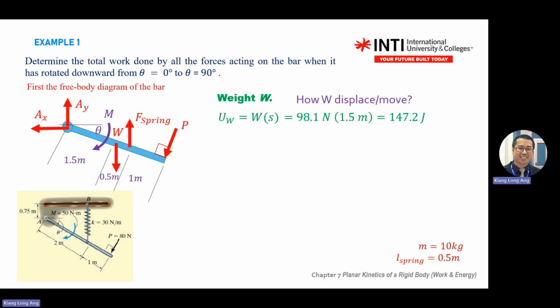The unit for work again is joule or newton meter. You should be able to understand why this one is positive, why the weight is positive in this case and not negative.